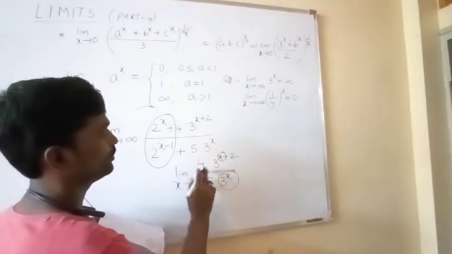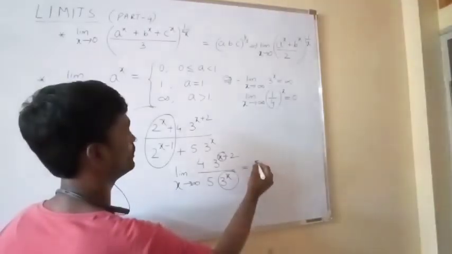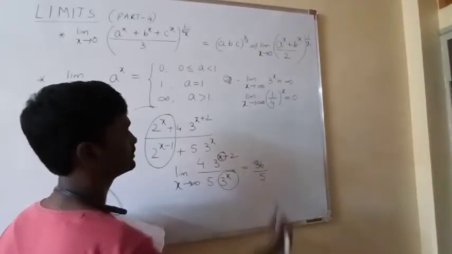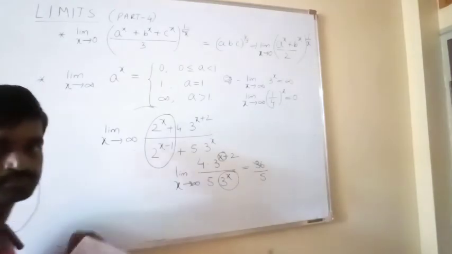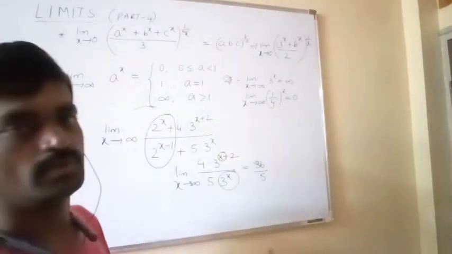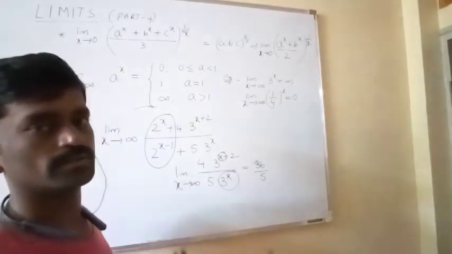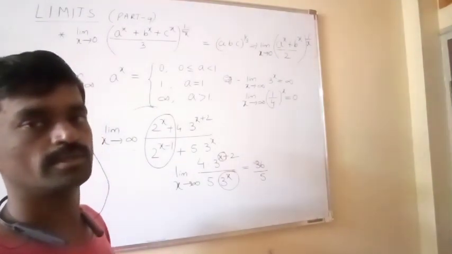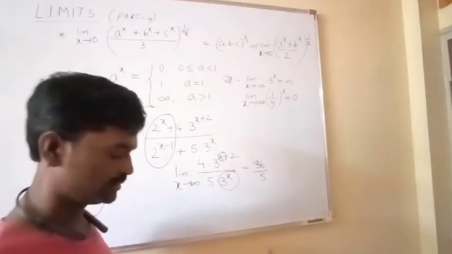Then what is the remaining? 4 into 3 square, 4 into 9, 36 divided by 5. That was the answer. Now you apply the procedure. Divide numerator and denominator by 3 power x. So 2 by 3 whole power x is tending to 0 because 2 by 3 is less than 1, between 0 to 1.